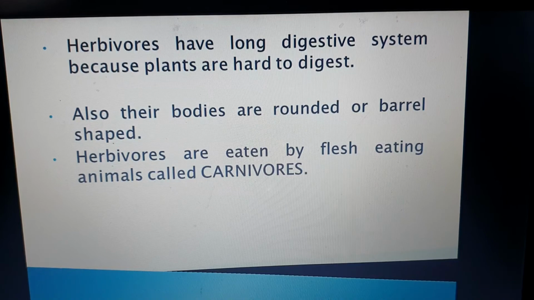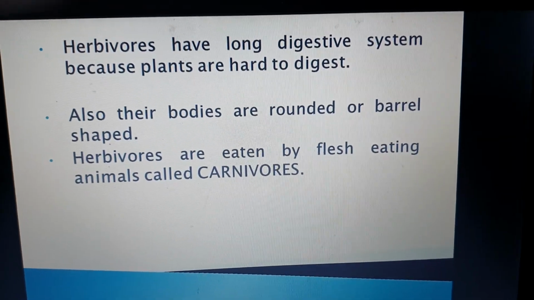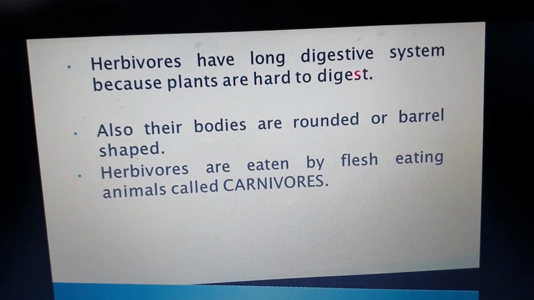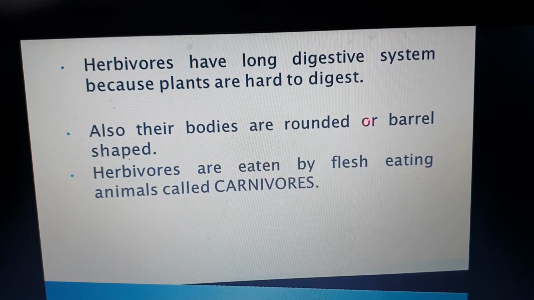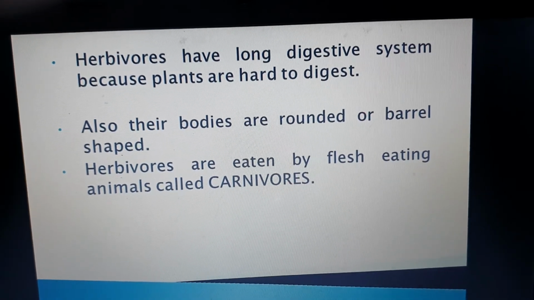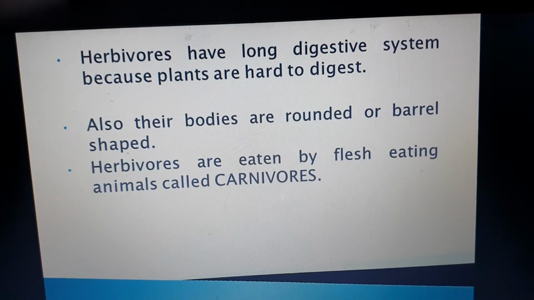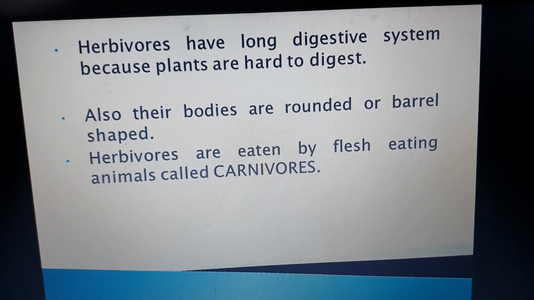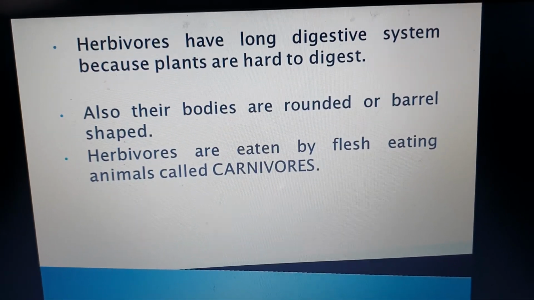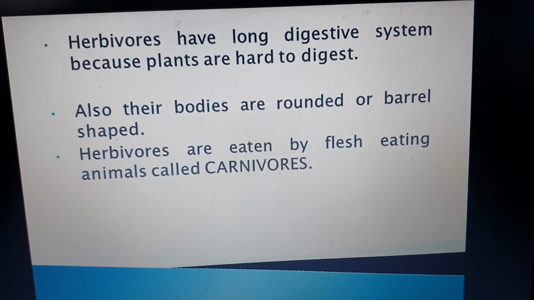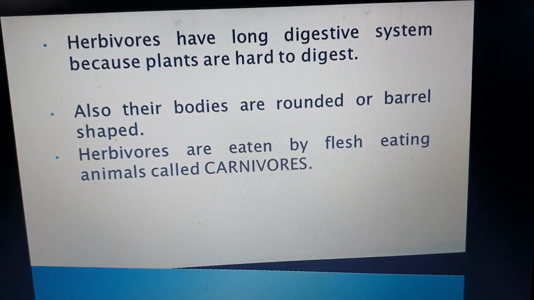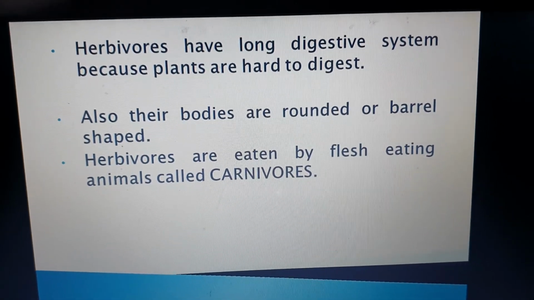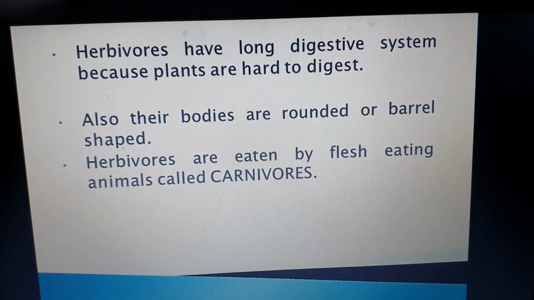Now carnivores. Now who are the carnivores? When herbivores are eaten by the flesh eating animals, those animals are called the carnivores. So the carnivores are the animals who eat the flesh of other animals. And about this term carnivores, I will explain in the next lesson. So herbivores are the animals who are eaten by the carnivores. And what do herbivores eat? They eat only the plants.